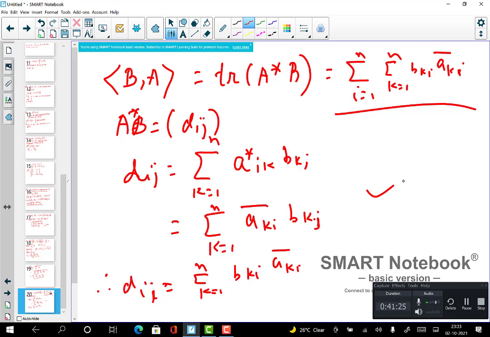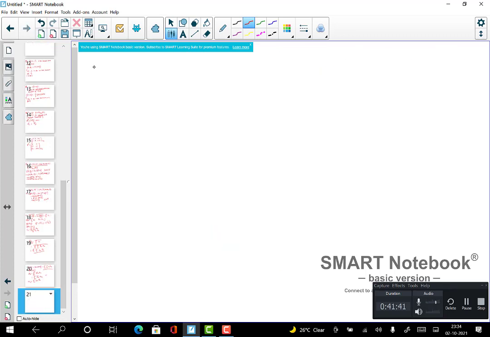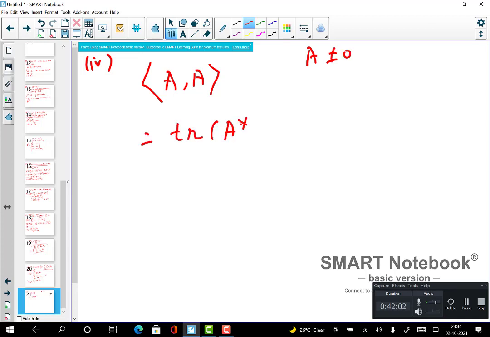Okay, so condition 3 is also true, and we just have to prove the last condition, condition 4, which is also true, and let me give the proof. So condition 4 is what? You start with the same matrix A, and you want to find out whether the inner product of A with itself is positive or not, and I am assuming A is a non-zero matrix. Okay, so A is a non-zero matrix, and by definition this is the trace of A star A, right?